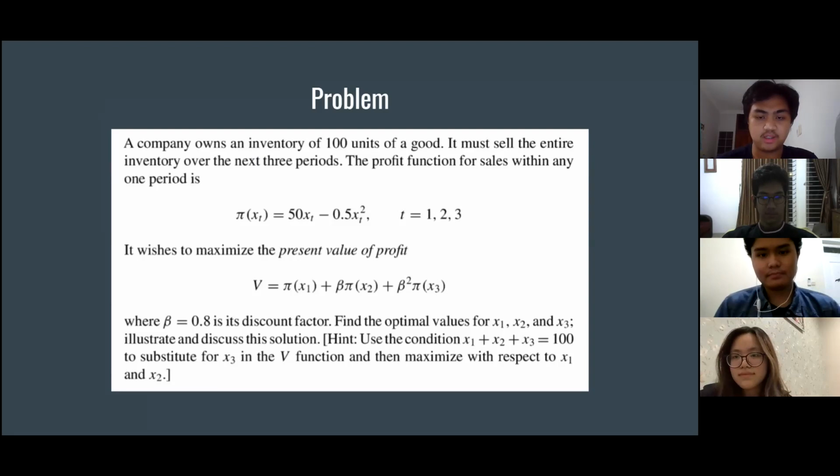Illustrate and discuss the solution. Hint: use the condition x1 plus x2 plus x3 equals 100 to substitute for x3 in the V function and then maximize with respect to x1 and x2.